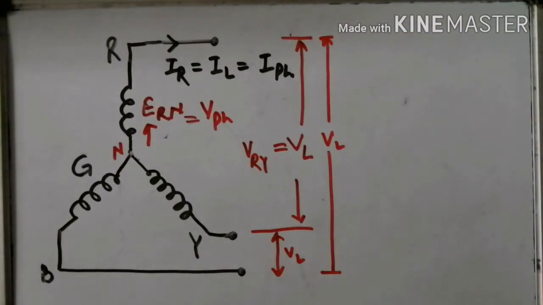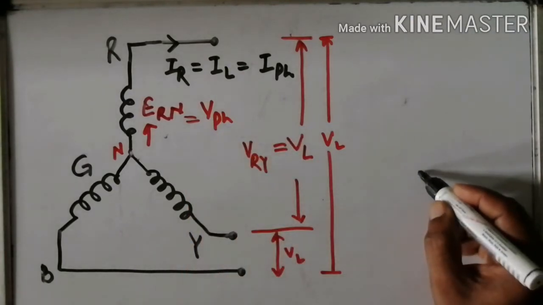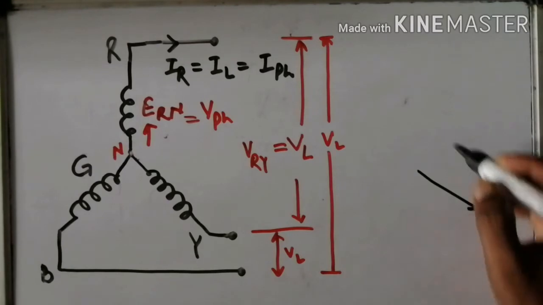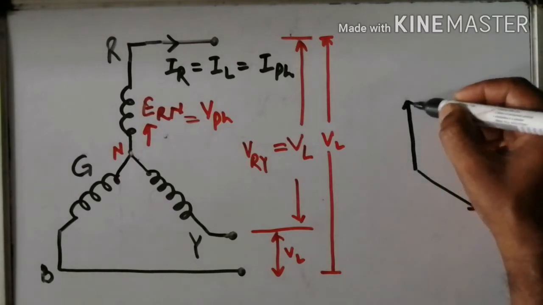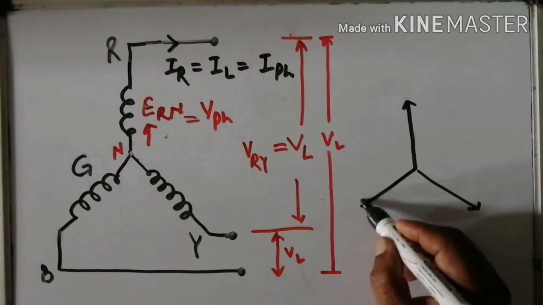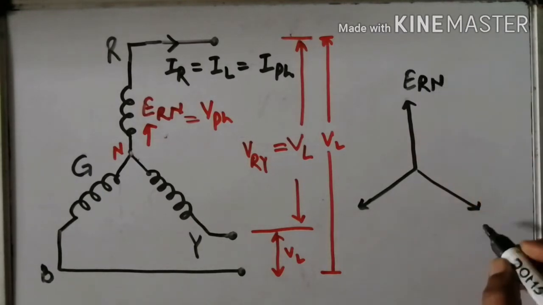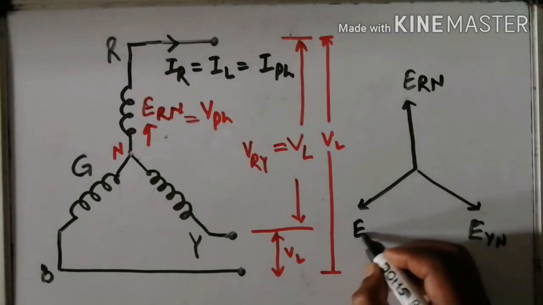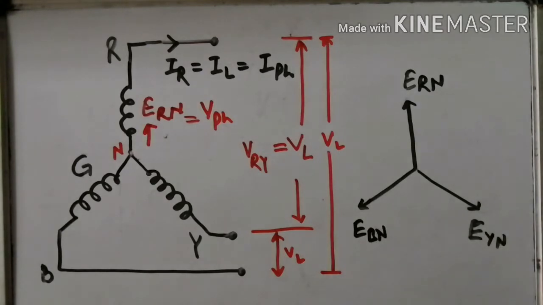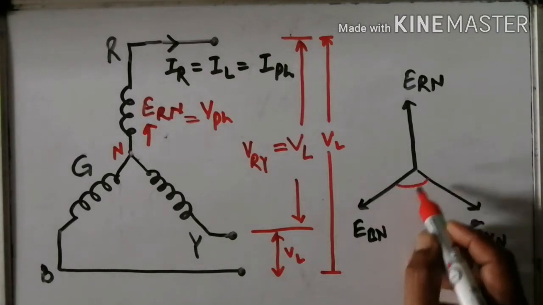Now see the phasor. First of all, I am going to draw the phase voltages. These are the three phase voltages at an angle of 120 degrees each. This one is the voltage of the red phase, this one for the yellow, and this one for the blue phase, right? All of them are 120 degrees apart.